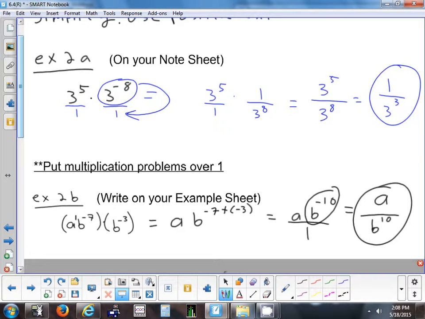Okay, so if you want to do it this way, this is fine. Multiply letters with the same base, just add your exponents. At some point you've got to deal with the negative. Either deal with the negative right away and get rid of it, or do the problem using the rules you know and get rid of the negative towards the end. But you've got to do it somewhere, either now or later.